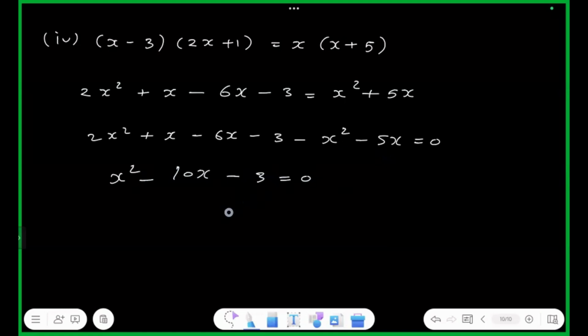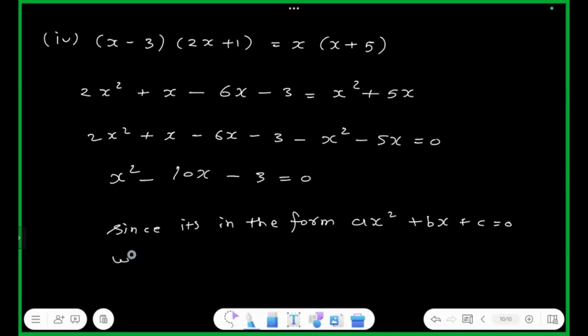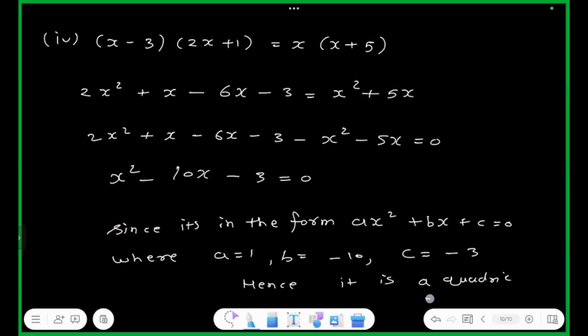Since it's in the form ax square plus bx plus c is equal to 0, where a is 1, b is minus 10, c is minus 3, hence it is a quadratic equation. Hence it is a quadratic equation.